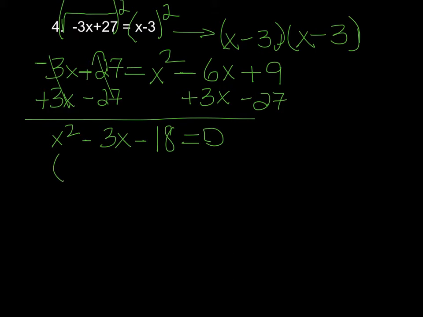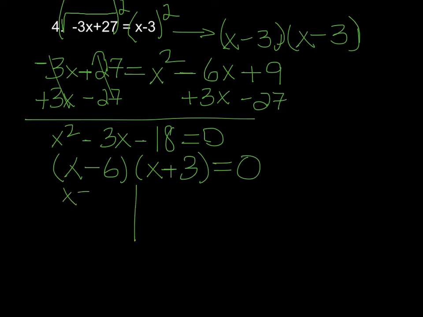All right, now we can factor. So that's going to be x minus 6, and we're going to get x plus 3. Okay. And when we solve, we get x equals 6, and we get x equals negative 3. Okay. Please be careful and make sure that you check these two answers back into the original given equation.